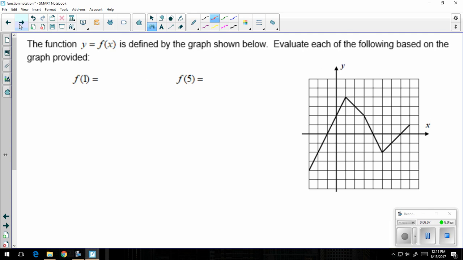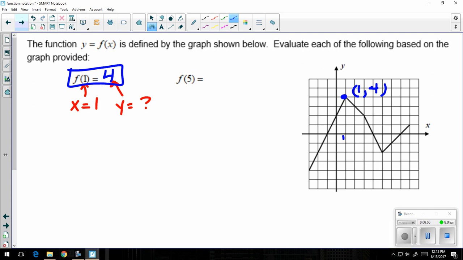And lastly, let's take a look at a graphing example. It says the function y equals f of x is defined by the graph shown below. Evaluate each of the following based on the graph provided. So remember, what's inside here is an x equals 1 in this case. This answer here, they want to know what y equals. So on my graph, I'm going to go to x equals 1, which is right here, and I'm going to travel with my pen until I find the graph up here. So this is the coordinate point 1, comma 4, which means that my answer is 4.